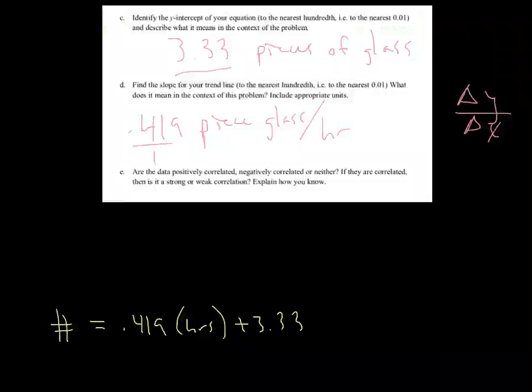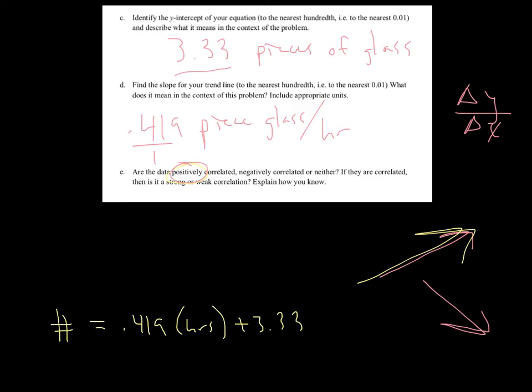All right, are the data positively correlated or negatively correlated? Meaning, the correlation sign is always the same as the slope. So as time goes on, are you gathering more glass or less glass? Is it going up or is it going down? It's going up because we have a positive slope, and if you look at the picture, we also have a line going up. So we have a positively correlated set of data, and the connection is kind of weak. It's not that great. And the reason we know that is that our R value is 0.565 rounded to the nearest thousandth, and that's really not that strong.